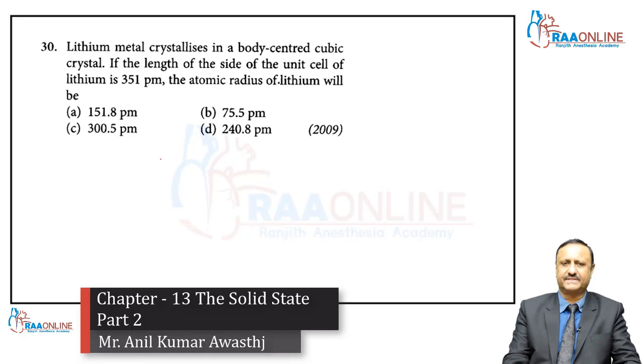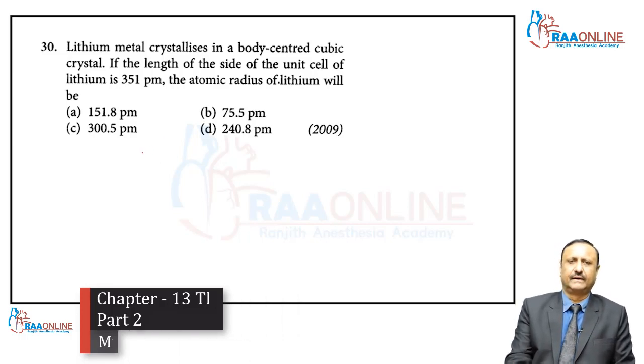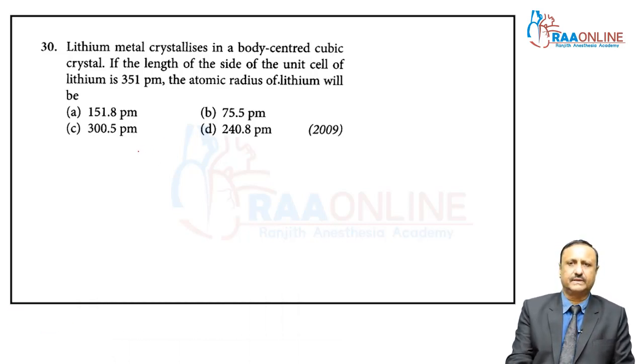Now my dear students, we can see question number 30. Lithium metal crystallizes in a body-centered cubic (BCC) crystal. If the length of the side of the unit cell of lithium is 351 picometer, the atomic radius of lithium will be. Here, for the BCC structure, you can see the formula.